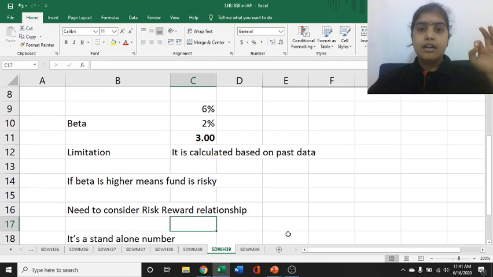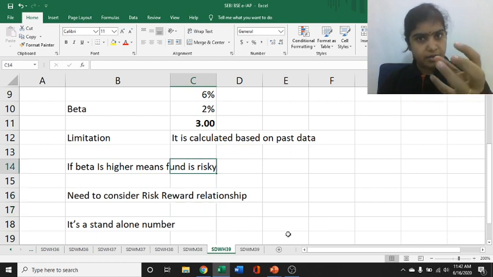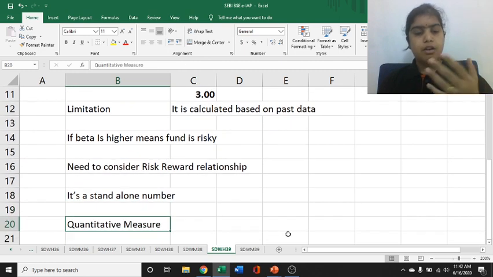It is a standalone number. If the portfolio is performing well, your sensitivity is also low. Definitely it gives you some direction, but it is not the only factor on which you can decide whether to go for this fund or not. If beta is low, sensitivity is less, beta is in the denominator, so your ratio will be more, and the higher the Treynor ratio, the better. You need to consider the risk-reward relationship. It is a standalone number, a quantitative measure; you need to consider different qualitative measures also.